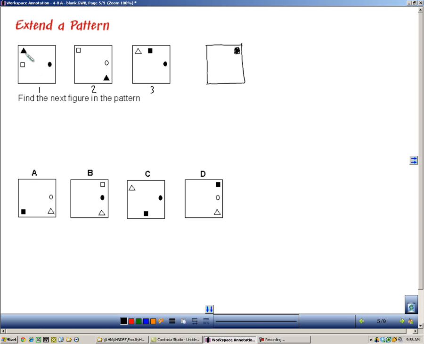Diamond closed in the upper left, then it's closed in the lower right, then it's open in the upper left, which says to me it's going to be open in the lower right, and it's going to keep going between upper left, lower right, and becoming closed and then open.